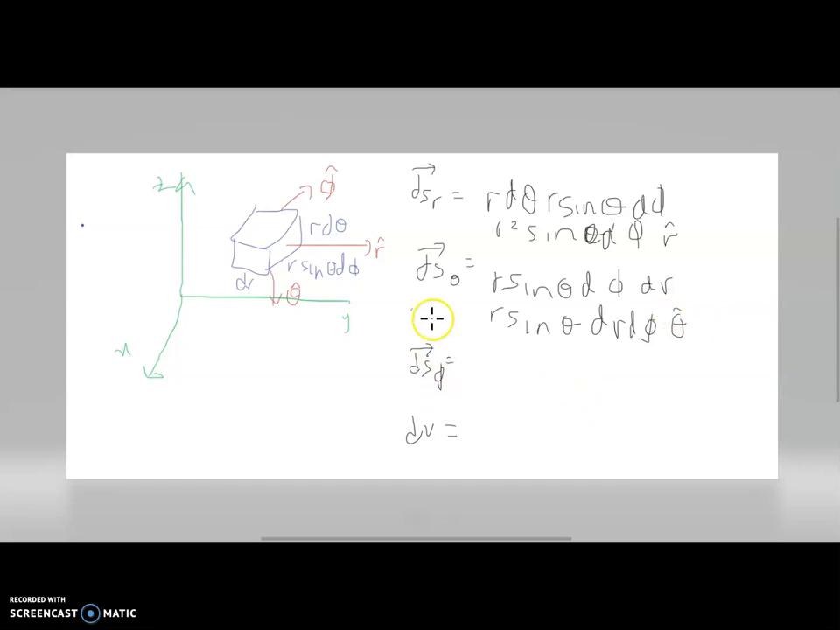For ds phi in this direction, the normal one is phi, so it's r d theta times dr. So we have r dr d theta in the direction of phi.